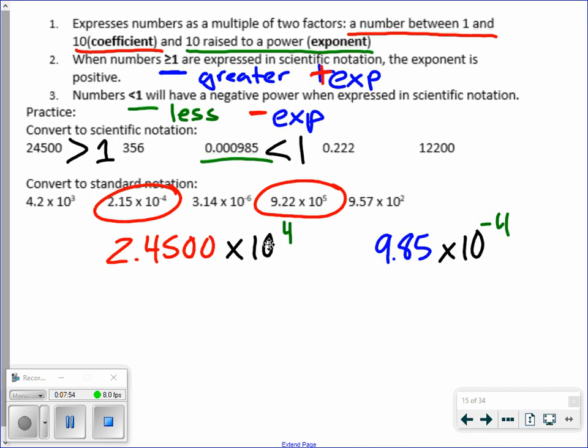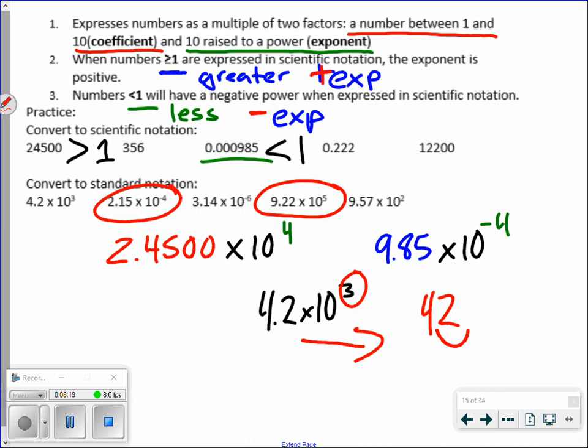Alright, so the first one, 4.2 times 10 to the 3rd. Is this number going to be less than or greater than 1? Greater than. It has a positive exponent, so my decimal is moving that way. 4, 2, 1, 2, 3. Here is my new decimal, and I'm just going to fill in zeros in those little pockets.